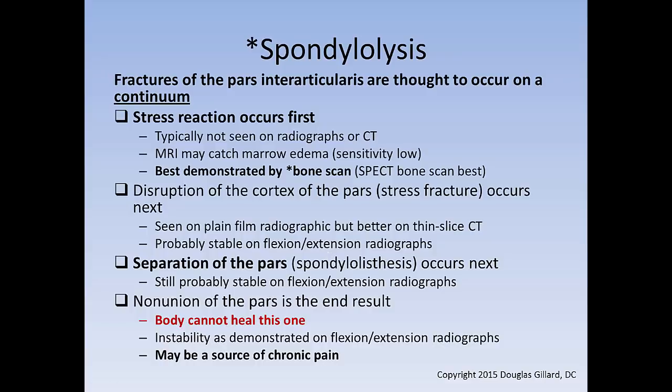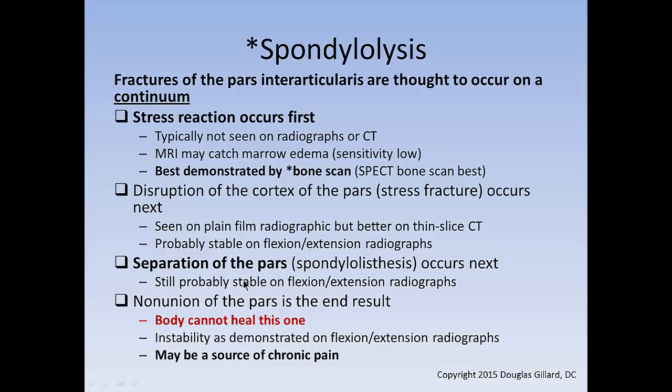So the next worsening, let's say it's a young athlete and he doesn't listen to you and he keeps wrestling, keeps doing gymnastics, treatment doesn't get better. Now we're going to have a separation of the pars. That means we have a forward slip. So now we have a spondylolisthesis, right? Or if you have to call it a spondylolytic spondylolisthesis, then fine. But spondylolisthesis implies some type of slip. So still probably stable on flexion extension x-rays though. So these are the phases that we usually catch, these two.